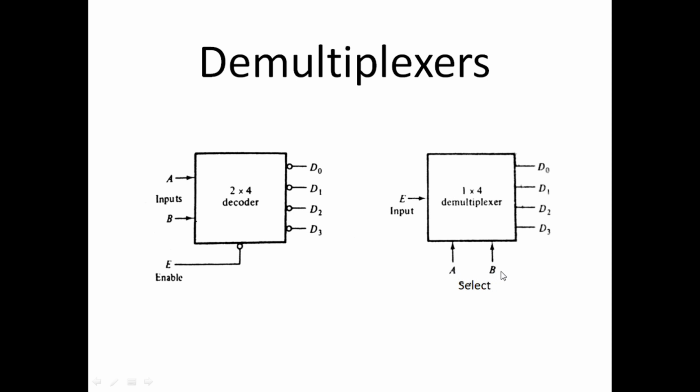So for example, if the value of AB is 0, 0, then this input is directed or connected to D0. Whenever AB is 0, 1, this input is connected to D1. Whenever AB is 1, 0, this input is connected to D2. Whenever AB is 1, 1, this input is connected to D3. So this is the function of a 1 cross 4 demultiplexer.